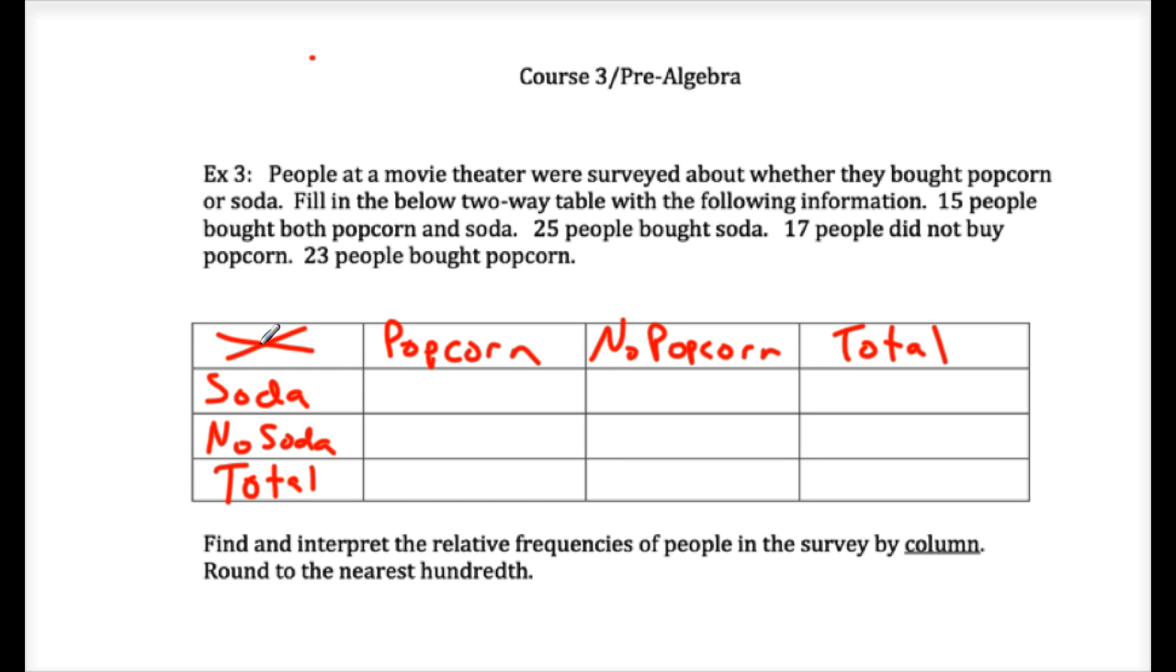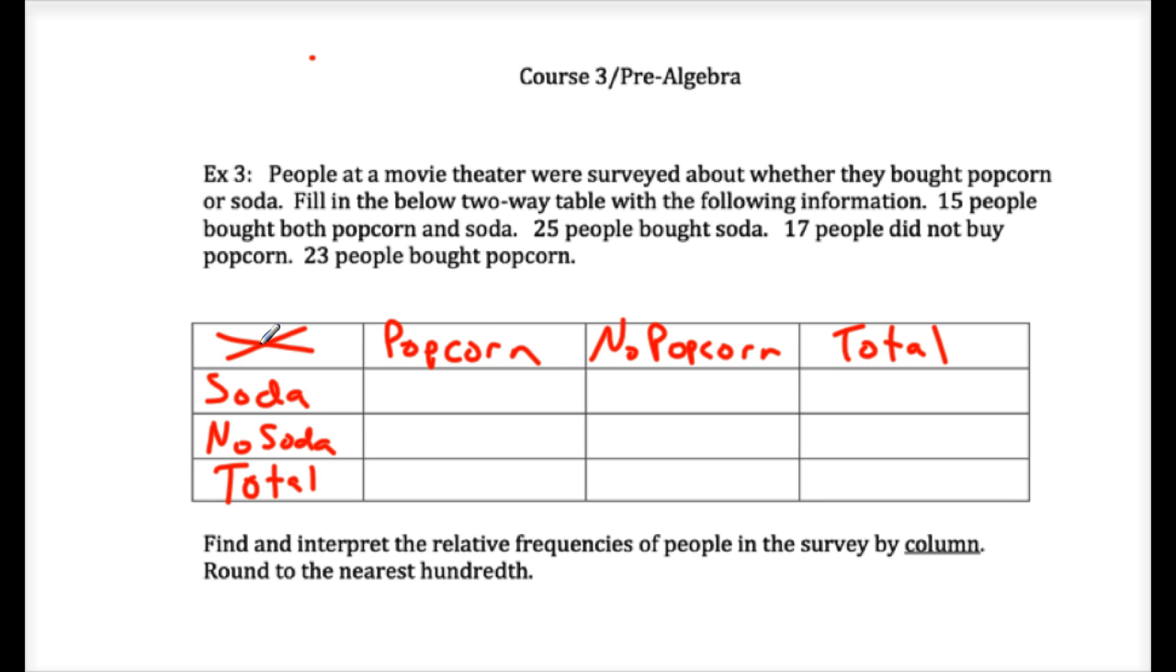Don't say it out loud. Think. The 25 does not go in the no popcorn soda box. It goes in the total. Because what does it say? Read the whole sentence, Catherine. That's a total.